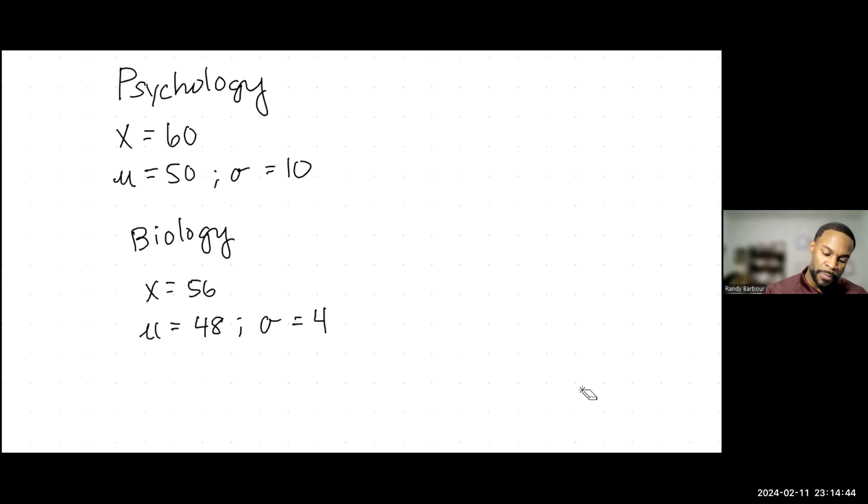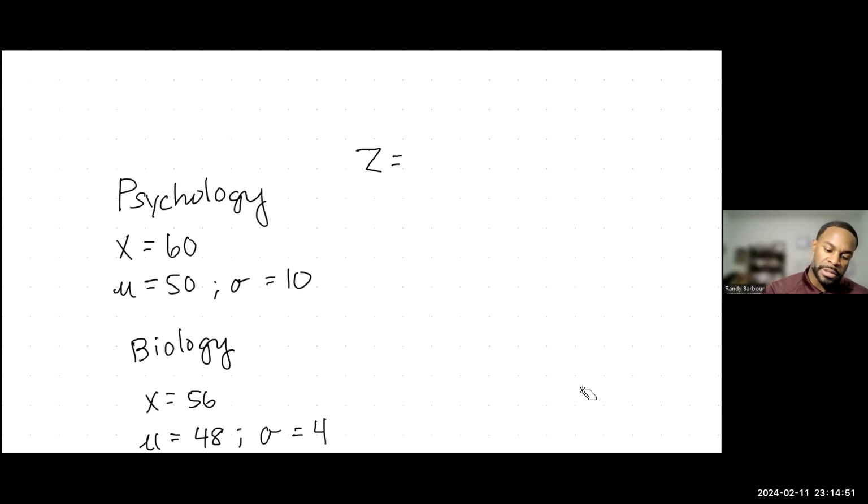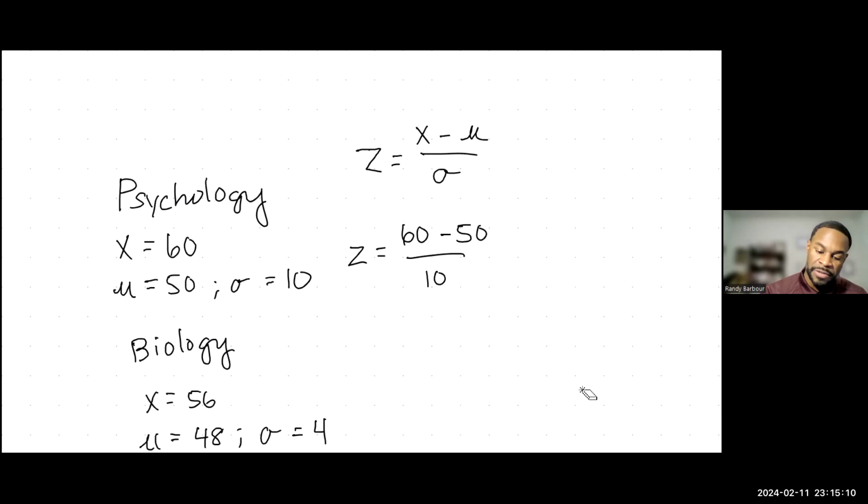We've got to find our z-score. Again, remember that our z-score formula is x minus our mean over standard deviation. Given all this information, I know what I'm going to do. So I got my z: 60 minus 50 over 10. 60 minus 50 is 10. 10 over 10 is 1. Okay, got my z-score for my first exam, my psychology exam.